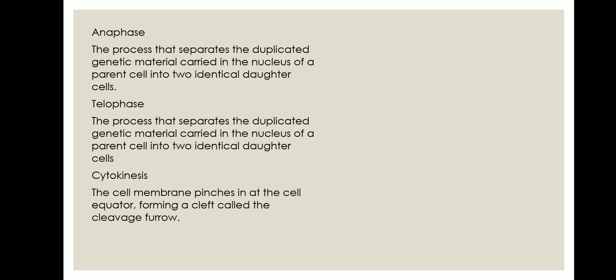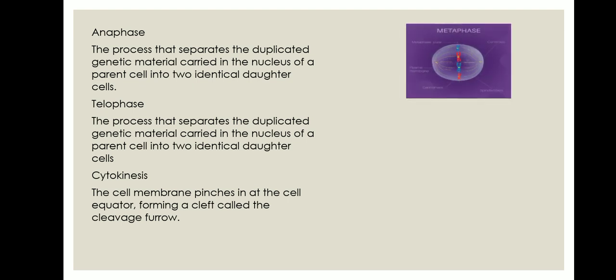Anaphase, the process that separates the duplicated genetic material carried in the nucleus of a parent cell into two identical daughter cells. In this stage, the spindle fibers shorten and the centromere divides so that each chromosome becomes two separate chromosomes.